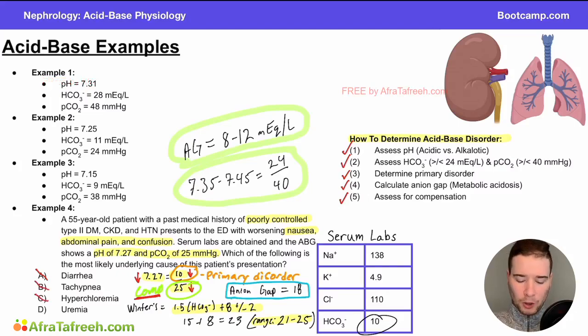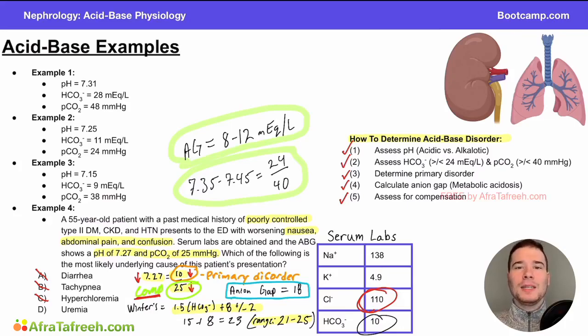Option C is hyperchloremia. We do have a hyperchloremia, a little bit, 110. That's slightly above the normal range. However, is this most likely the cause of the patient's presentation? The answer is no. Again, this comes back to the fact that hyperchloremia is a non-elevated gap metabolic acidosis, and thus we have ruled that out as the primary cause for this patient, because this patient has an elevated anion gap of 18. So C does not seem like it would be the best answer either.